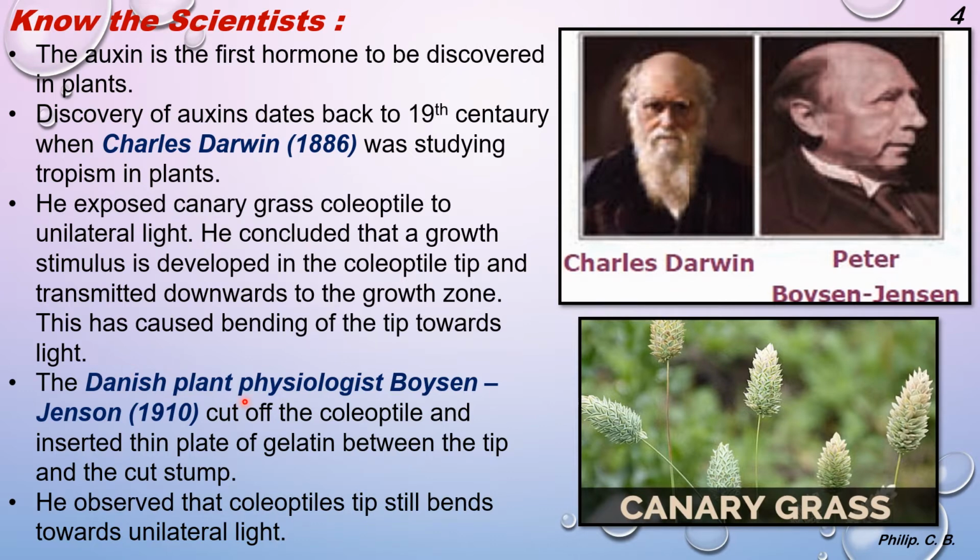The Danish plant physiologist, that is Boysen Jensen, in 1910 cut off the coleoptile tip and inserted a thin plate of gelatin between the tip and the cut stem. He observed that the coleoptile's tip still bends towards unilateral light. What does that mean? Even after cutting the tip, the growth occurs towards the sunlight, showing phototropism. So here the scientists are Charles Darwin and Peter Boysen Jensen, and the canary grass is the plant on which Charles Darwin had conducted the experiment.